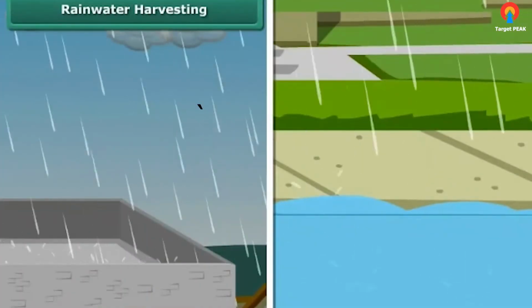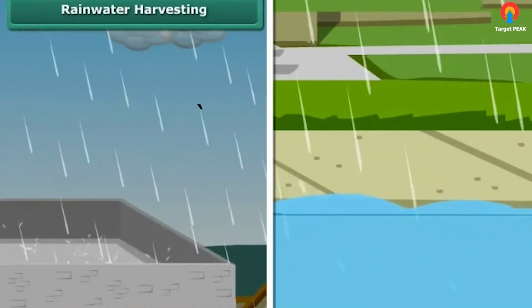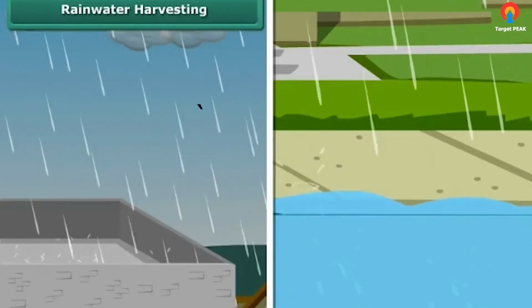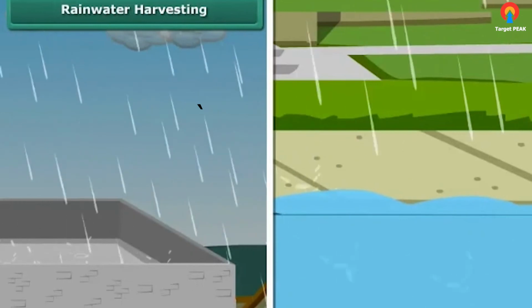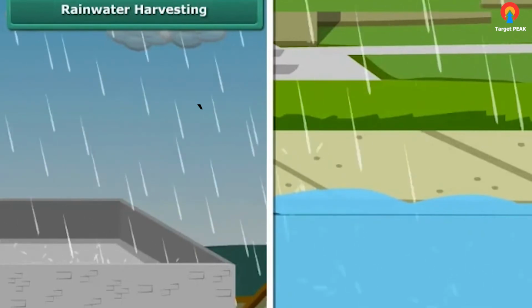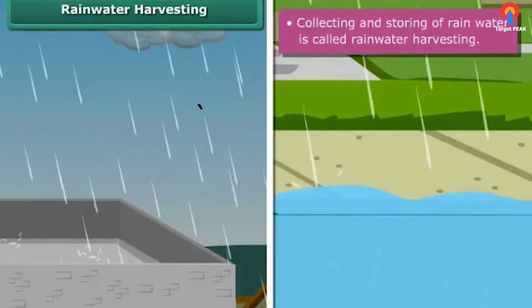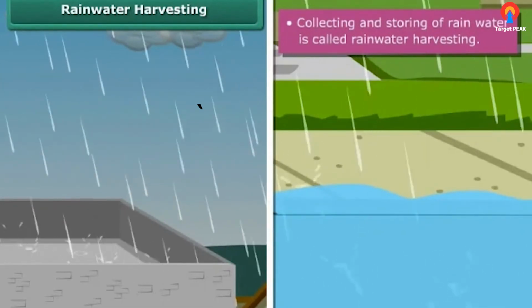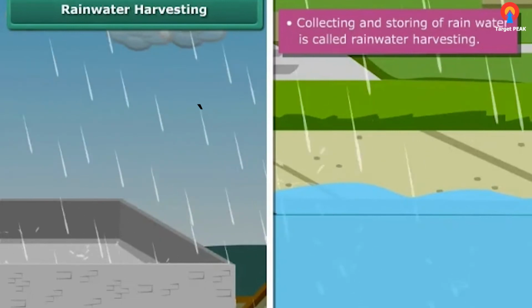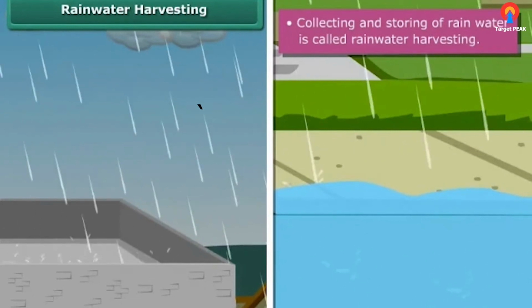If we collect and store all the rainwater that collects on our terraces, roads, and pavements instead of letting it run into ditches, we could actually have vast reserves of water. Collecting and storing of rainwater is called rainwater harvesting. The following are the techniques of rainwater harvesting.